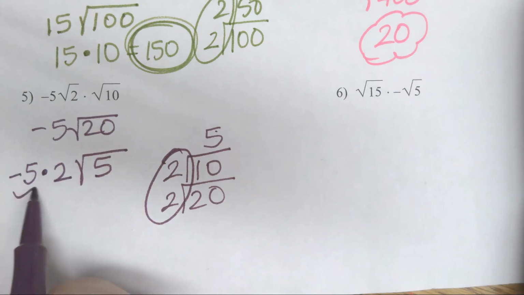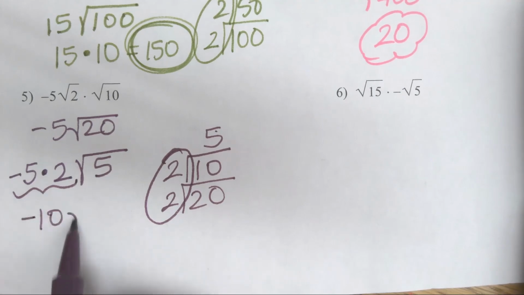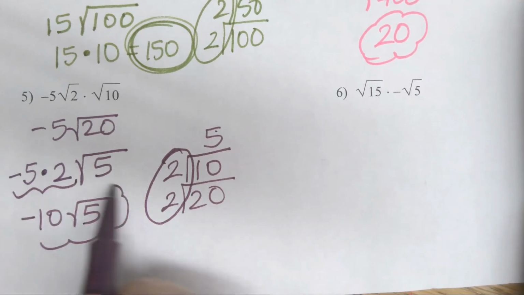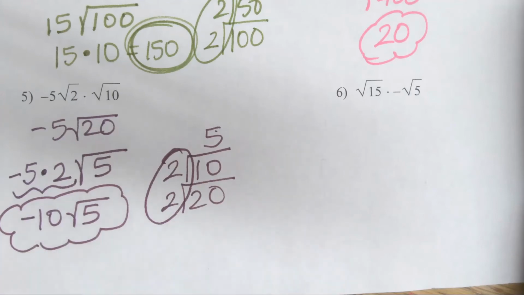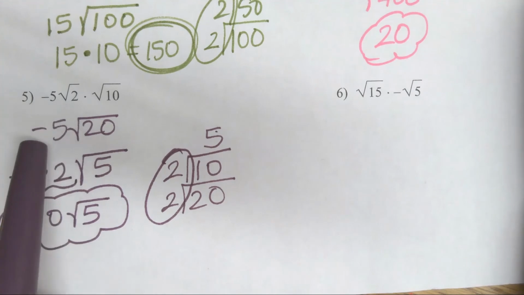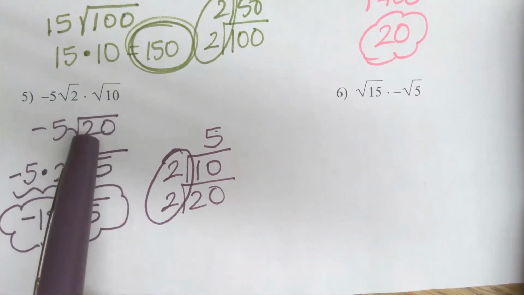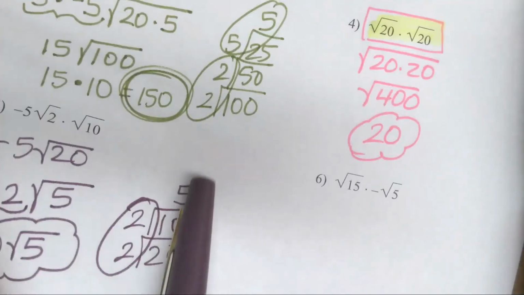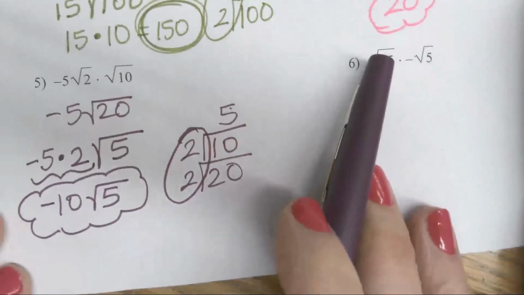And one final step. For my final answer. So again, keep the regular numbers separate from the radicals until you do the breakdown, until you pull out the perfect squares.